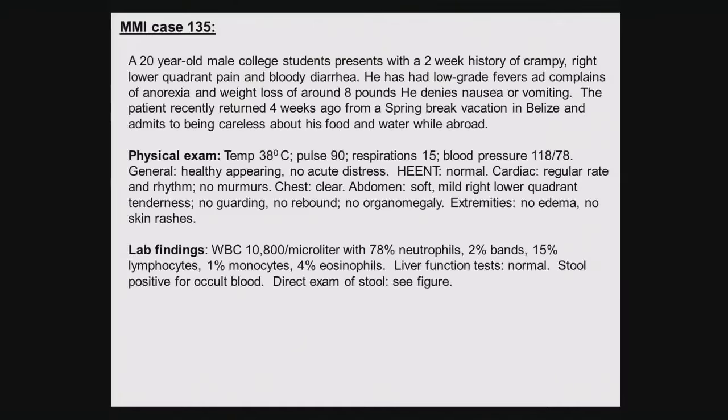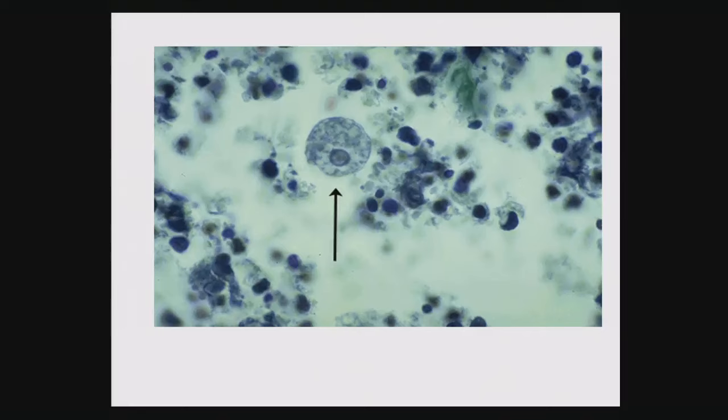Let's try one quick case. A 20-year-old male student presents with a 2-week history of crampy right lower quadrant pain and bloody diarrhea, low-grade fevers, and complaints of anorexia and weight loss of around 8 pounds. Denies nausea or vomiting. The patient recently returned 4 weeks ago from a spring vacation, sounds like fun, in Belize, and admits to being careless about food and water. Temp is up at 38, his pulse is at the upper end of normal, respirations and blood pressure are fine. The only thing different on the physical exam is mild right lower quadrant tenderness without guarding or rebound. His white blood cell count is normal, liver function is normal, stool is positive for occult blood. We do a direct exam of the stool and see this characteristic shape pointed out to us by the arrow.